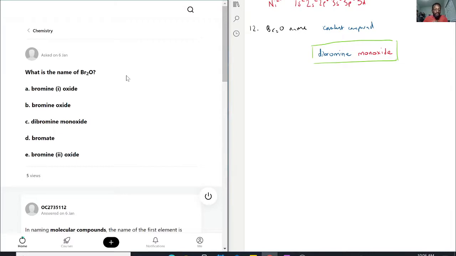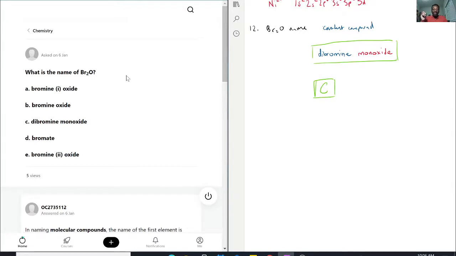We have bromine 1 oxide. Bromine is not a metal, so not even a transition metal, so it would definitely not have that. We have bromine oxide. Once again, not a metal in any of them, so they cannot go by the ionic naming rules. Dibromine monoxide. So considering that it's literally exactly what we got, we can kind of say it's C, but we're still going to cross out the other ones to C.